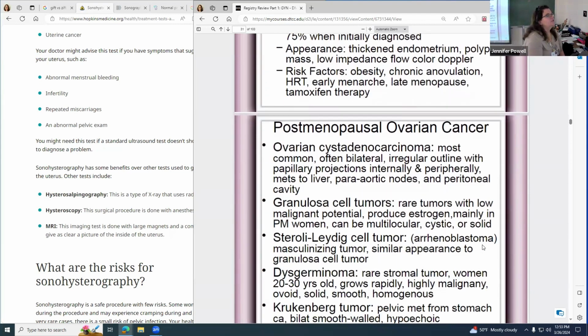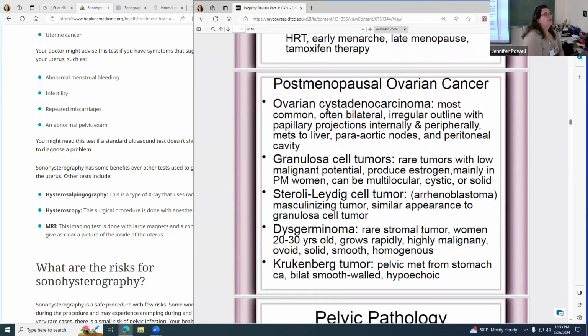Ovarian cancers are cystadenocarcinoma. That is the most common type. It's often bilateral. You will see an irregular outline with papillary projections internally and peripherally. You could see mets to the liver, para-aortic nodes, and peritoneal cavity.